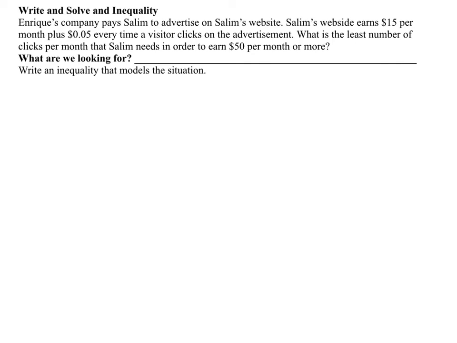Looking at our next example, it says to write and solve the inequality based off of what they're telling us. It says Enrique's company pays Salem to advertise on Salem's website. Salem's website earns $15 per month plus 5 cents every time a visitor clicks on the advertisement. What is the least number of clicks per month that Salem needs in order to earn $50 per month or more? So, first we need to think about what exactly we are looking for.